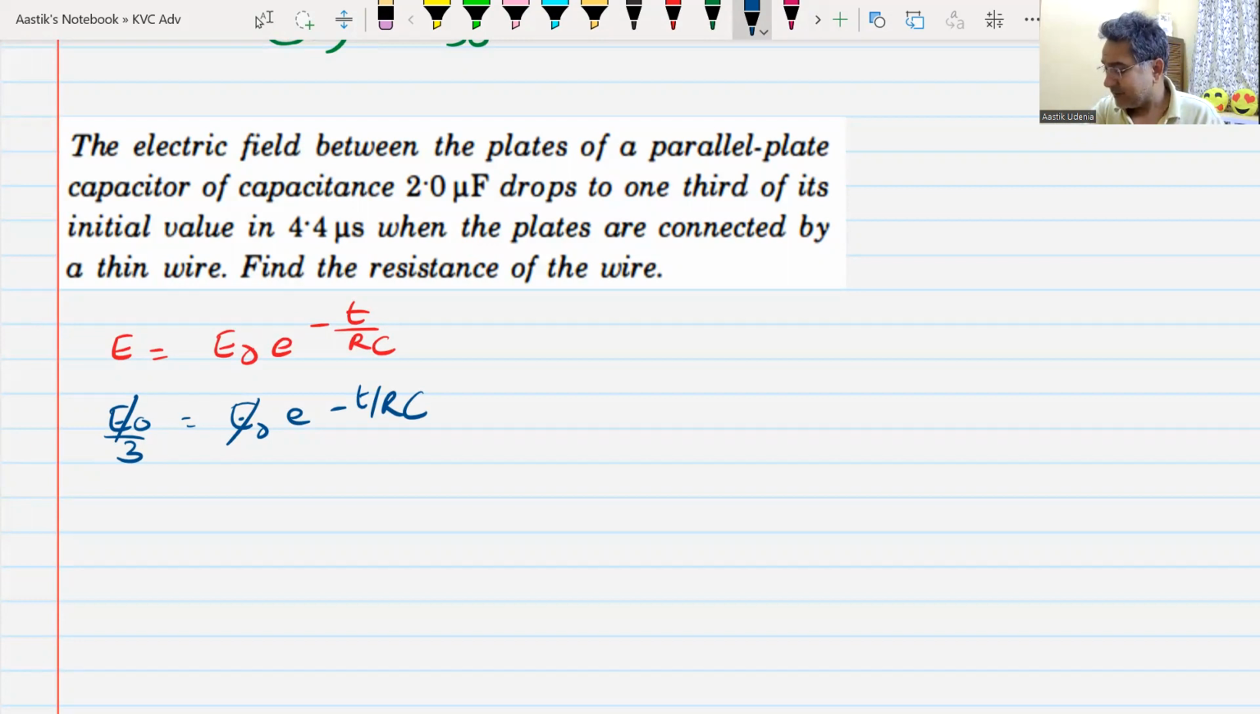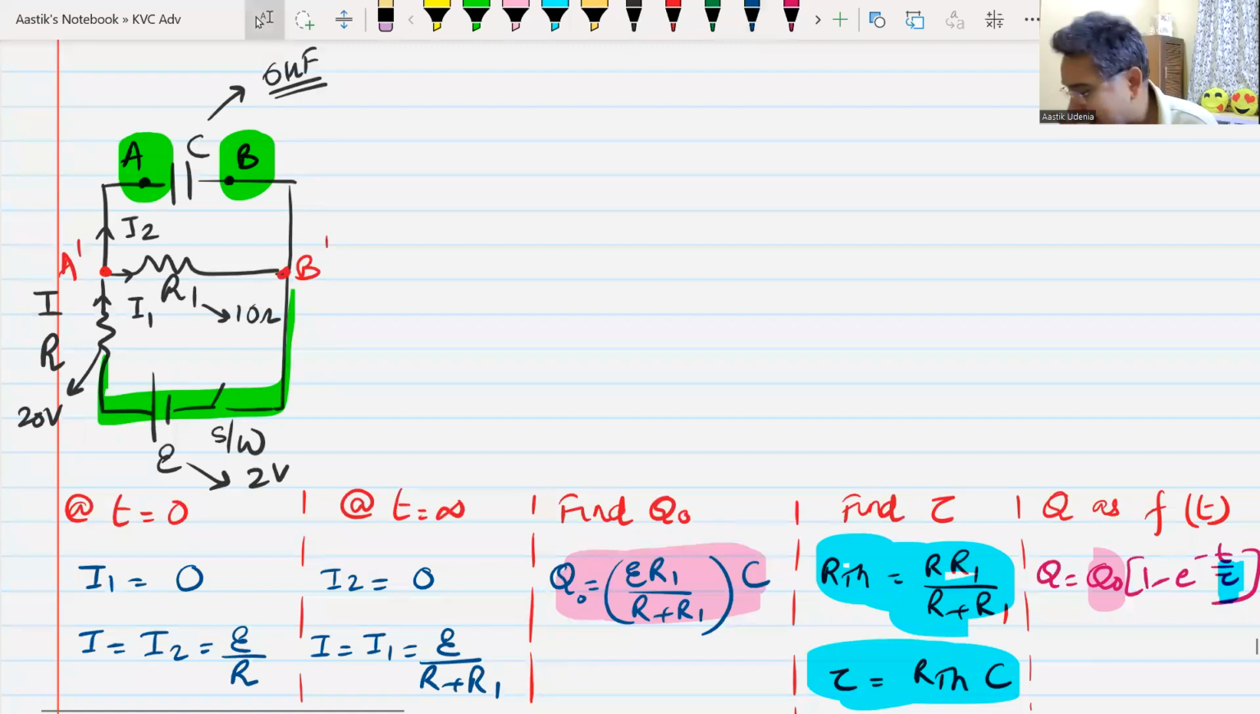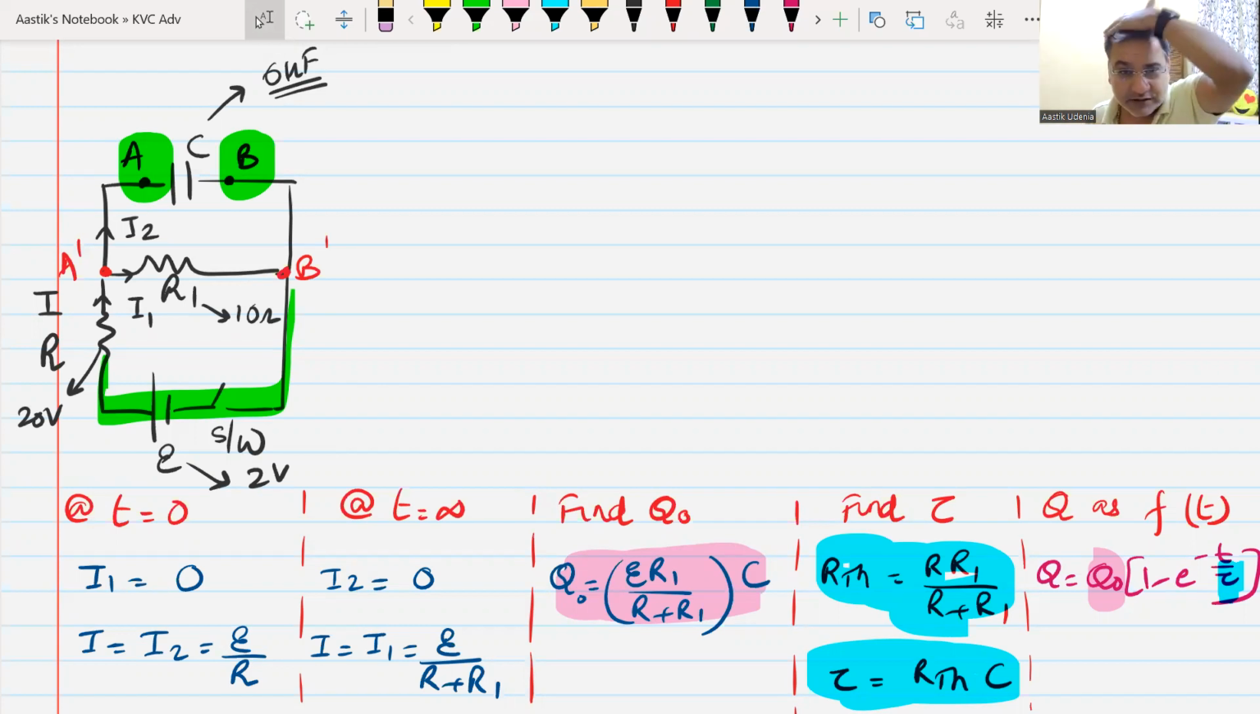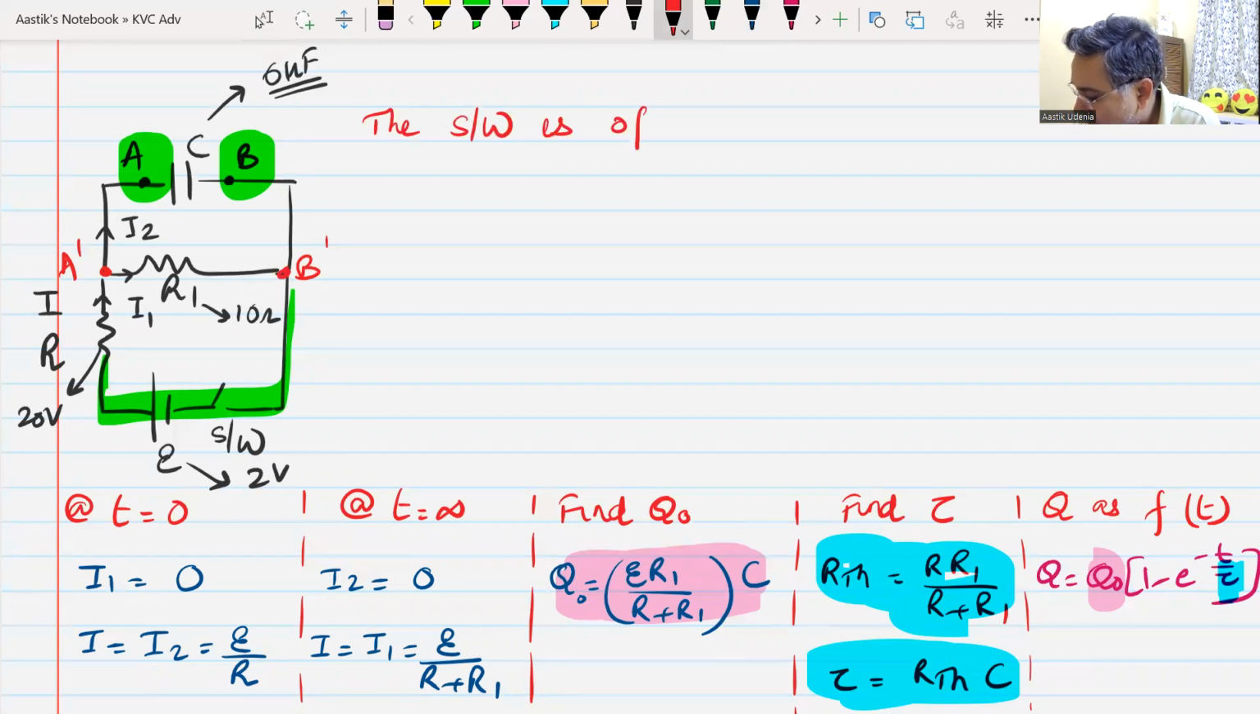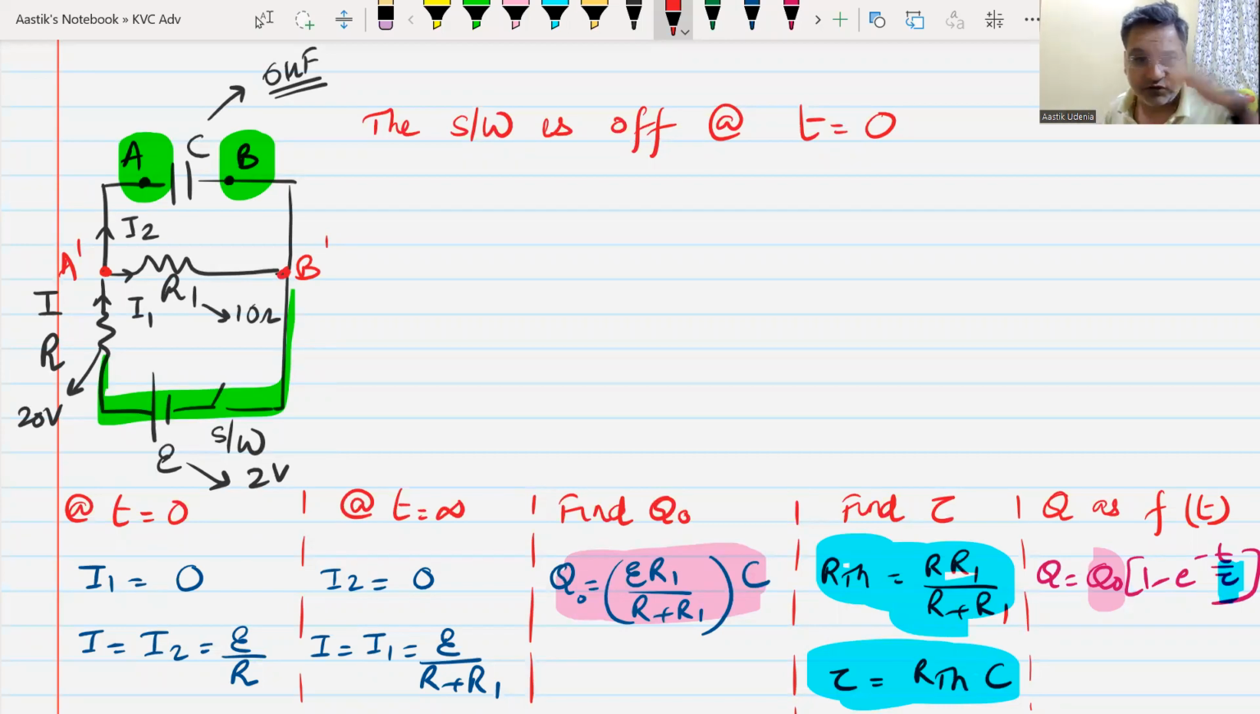Let me take you back to the same question and just finish this question. We had done up till here in this question. We had found out the charge on the capacitor as a function of time when the capacitor was getting charged. Do we remember this question? Yes, sir. Now, after the capacitor gets charged, the switch is switched off at time t is equal to 0. Do we understand the question? Now the question starts again. The capacitor had been charged and now the switch is put on.